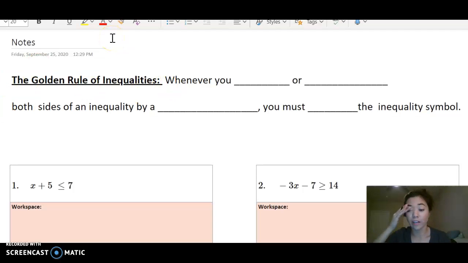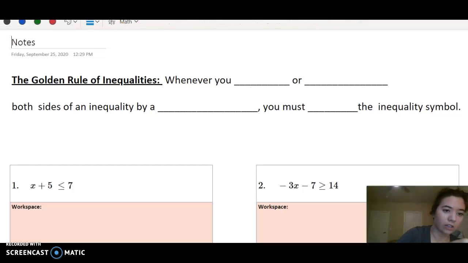On Friday, our last lesson, you guys dug into inequalities a little bit and looked into what it means to actually be a solution to an inequality, and today we're going to solve them.